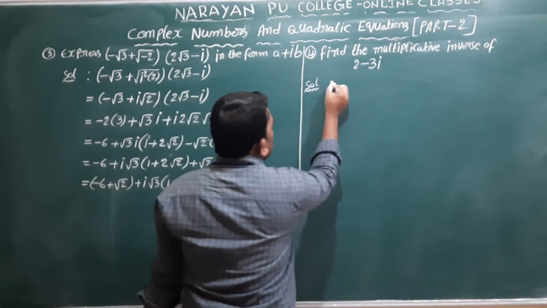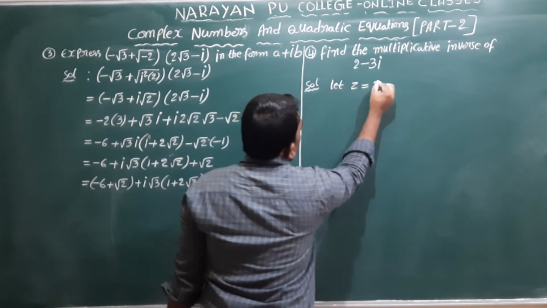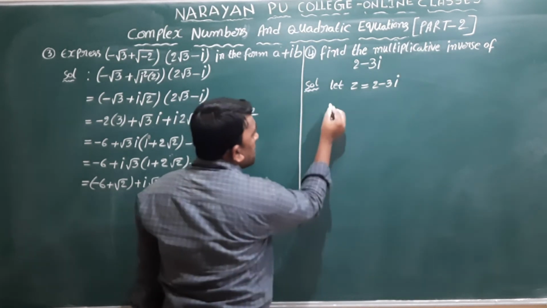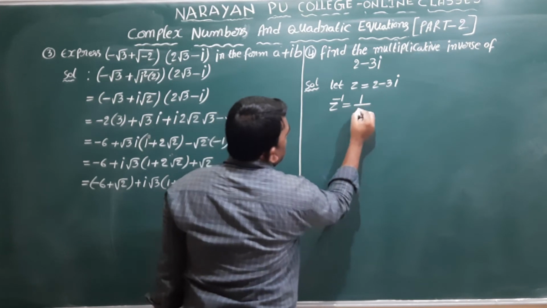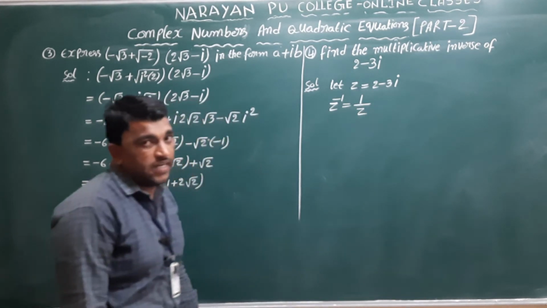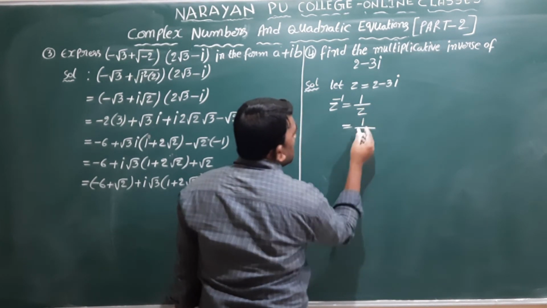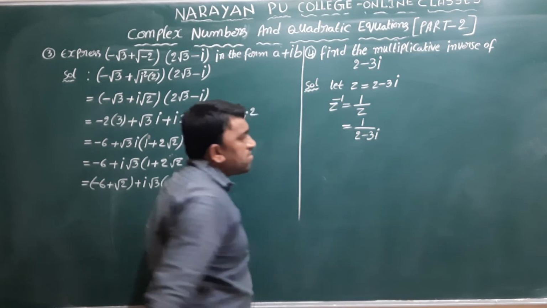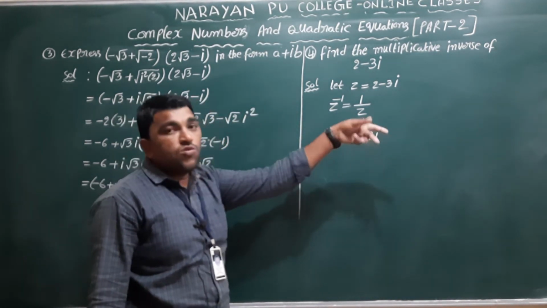So let us take the given complex number as z. z equals 2 minus 3i. He is asking the multiplicative inverse, which is nothing but z inverse. z inverse is nothing but 1 by z. 1 by z, where z is 2 minus 3i. So here the denominator is in complex form, so we need to rationalize this one.